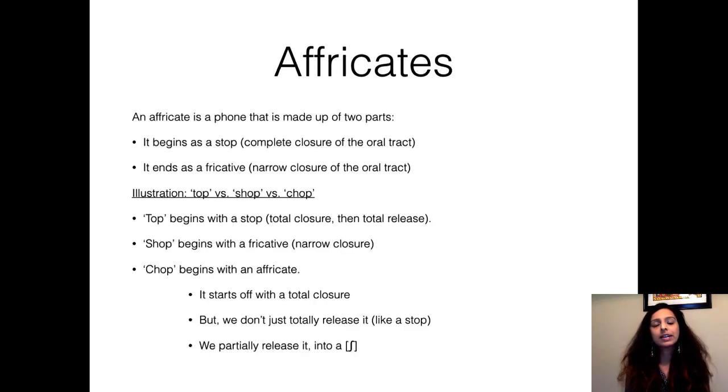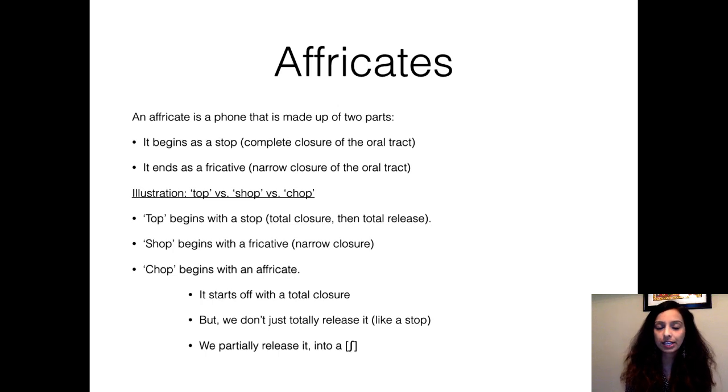The next manner of articulation is called an affricate. An affricate is a little bit more complex than a fricative or a stop, in that it is a speech sound that is made up of two different parts. An affricate begins as a stop, so there's a complete closure of your oral tract, and then it ends as a fricative, which is a narrow closure of the oral tract.